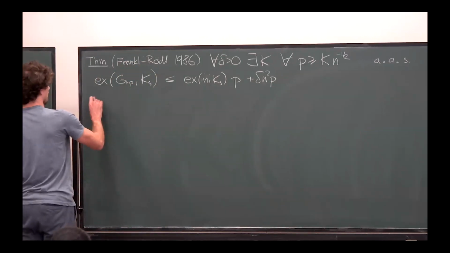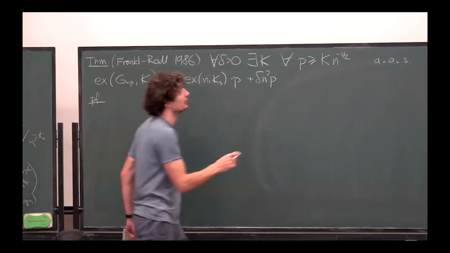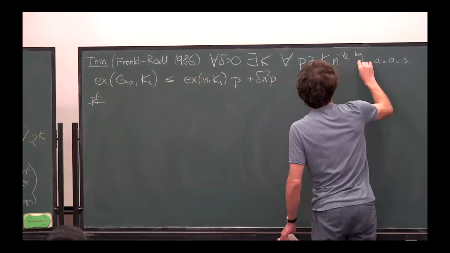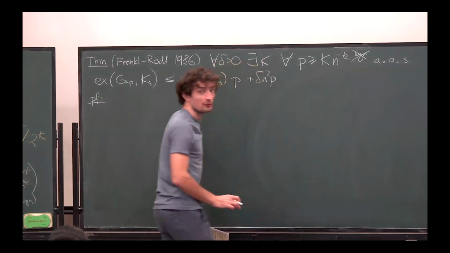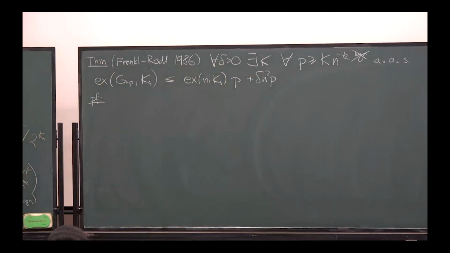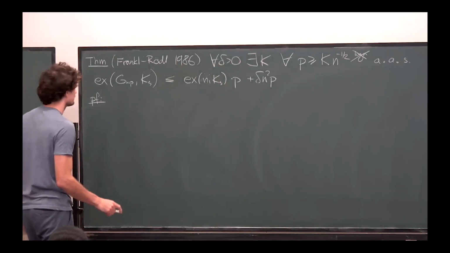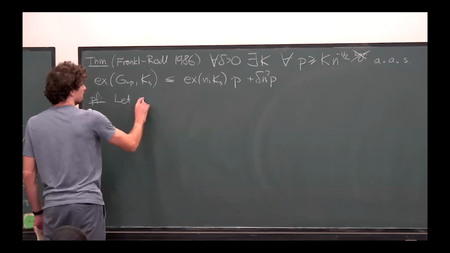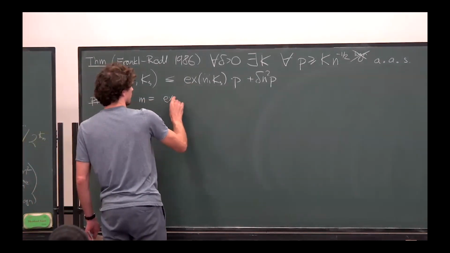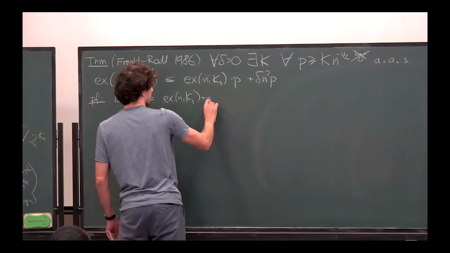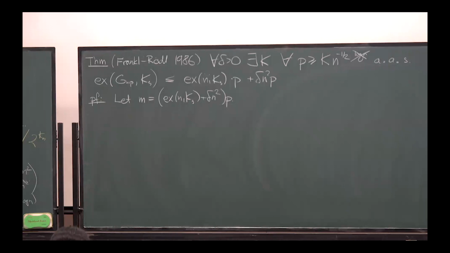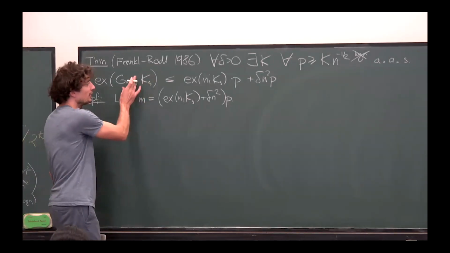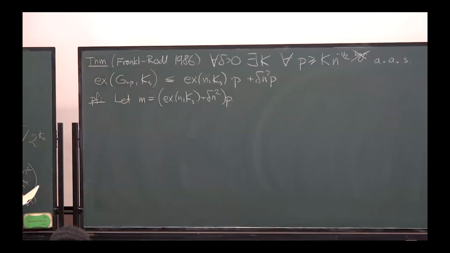Okay, so let's prove it. The difference from what we've done before is that we just remove this log factor, which turns out to be unnecessary. And this is best possible up to the value of this constant, because we had an argument that if this constant is too small, then the statement is not true. Now let m be this number: the extremal number plus delta n squared times p. And we want to rule out G(n,p) having a triangle-free subgraph with m or more edges.